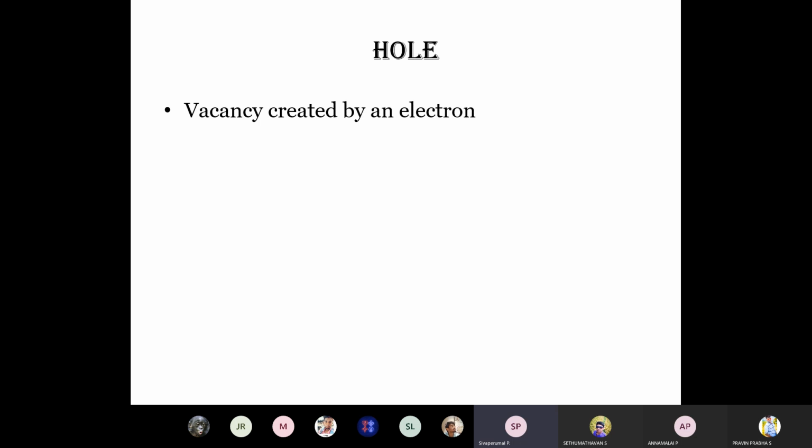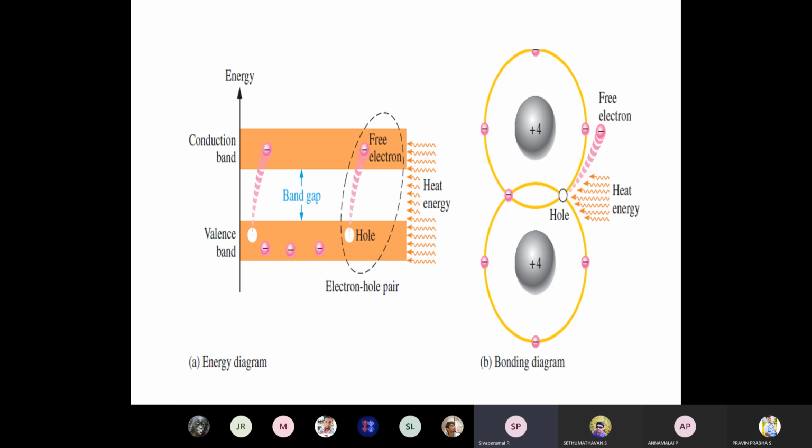Here, holes are created by electrons only. Normally the bond will be damaged, I mean broken. Once the bond is broken, a hole is automatically created, meaning the electron's place is vacant. That vacancy is called a free hole. So it is a vacancy created by electrons only, and that is called a hole.